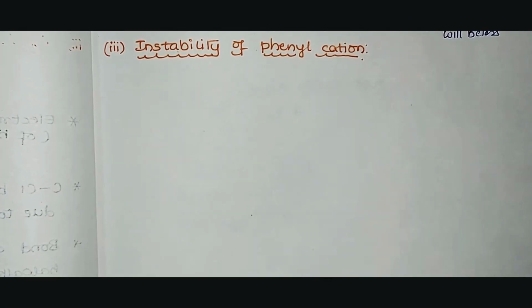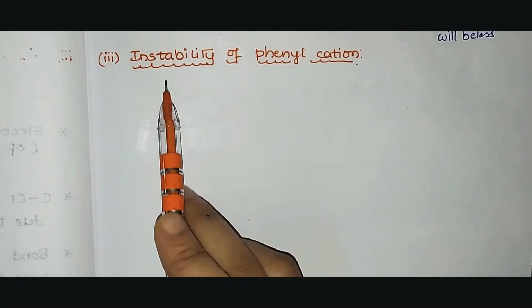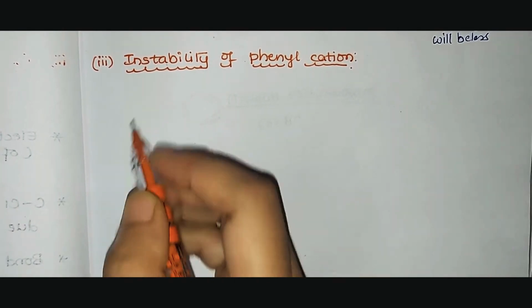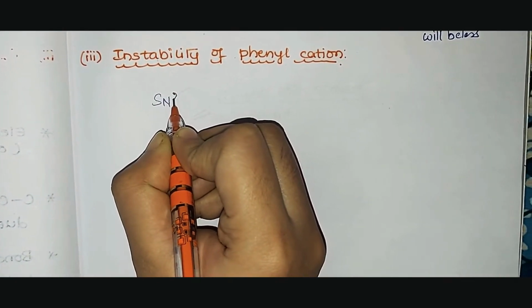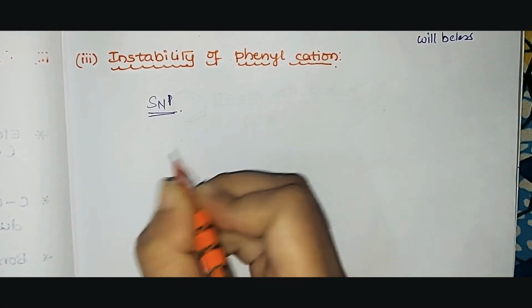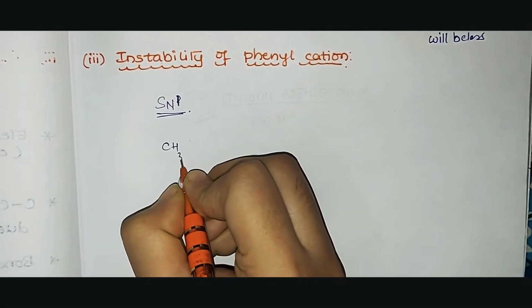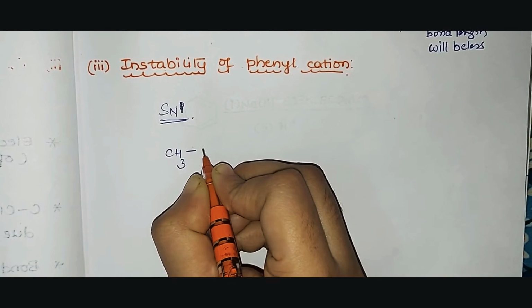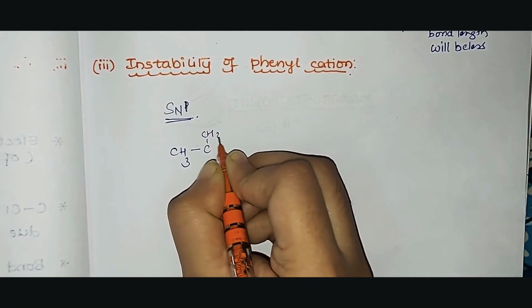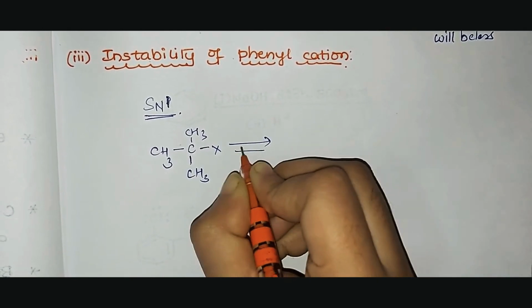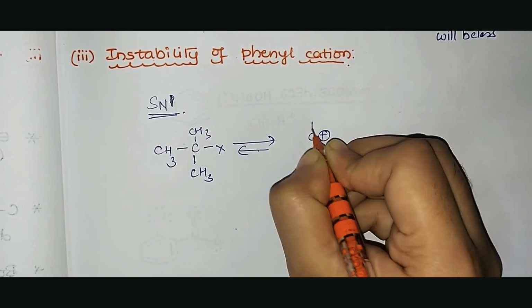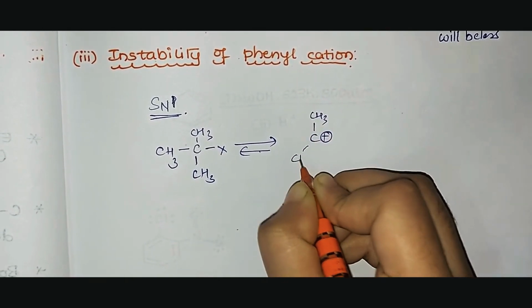Next is instability of the phenyl cation. Why do we need to consider phenyl cation here? Because in SN1 mechanism, we have observed that it takes place in two steps. That is, in the first step, formation of carbocation takes place. So we'll recall that step here. We had taken a tertiary alkyl halide. When the tertiary alkyl halide undergoes ionization, we obtain a carbocation which is stable.